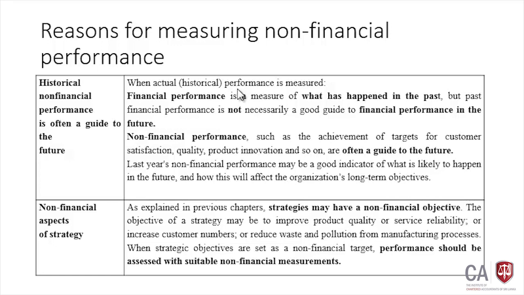If you look at the financial performance, financial indicators connect with the past. Look at the P&L, for example. It says profit and loss account for the year ended. So we talk about something which happened in the past, right? Therefore, financial performance is a measure of what has happened in the past. But that will not guarantee we will have a better financial performance in the future.